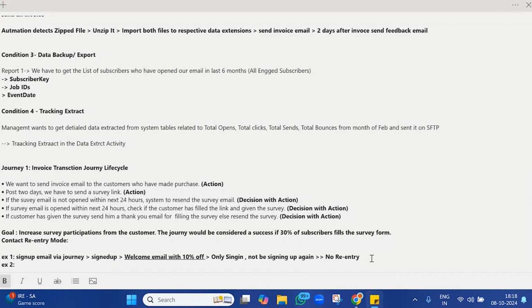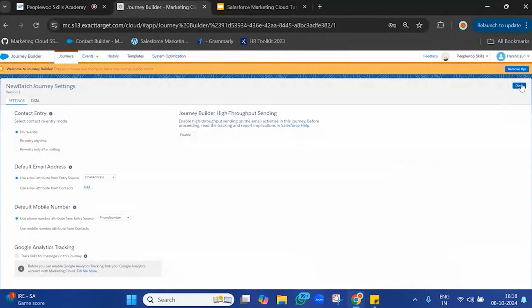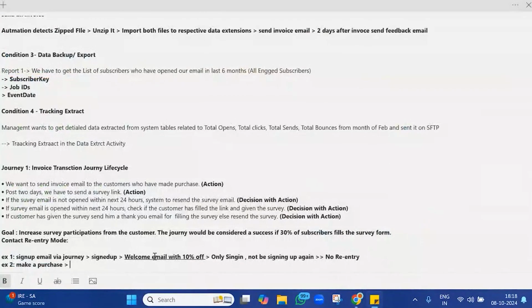Once you have signed up or signed in, you make a purchase. What do you get? It is a similar kind of journey which we are building. You make a purchase, and you get an invoice and a feedback email. So you entered inside the journey and completed the life cycle.